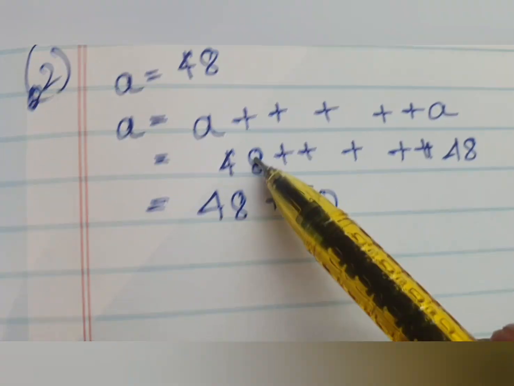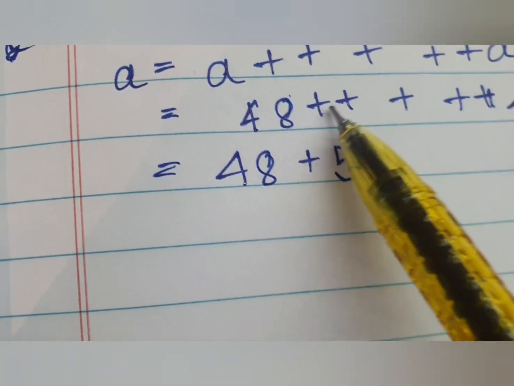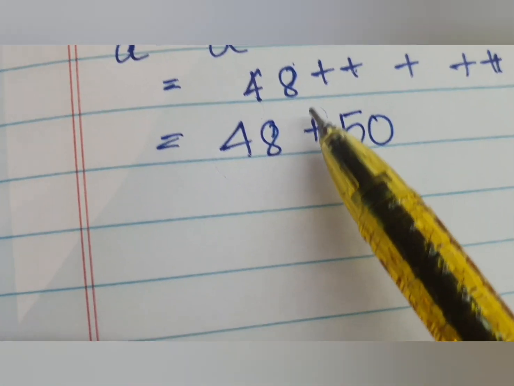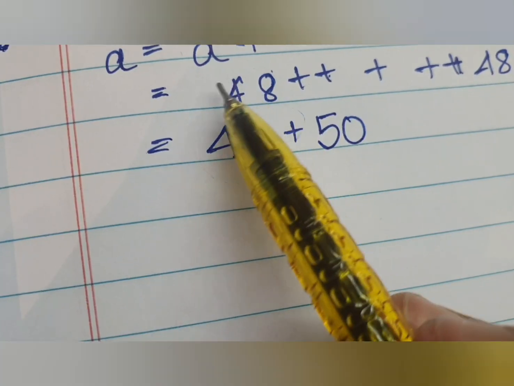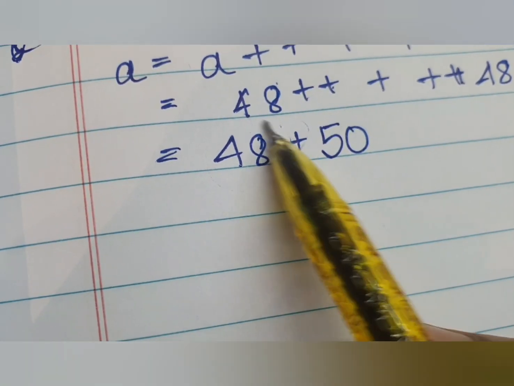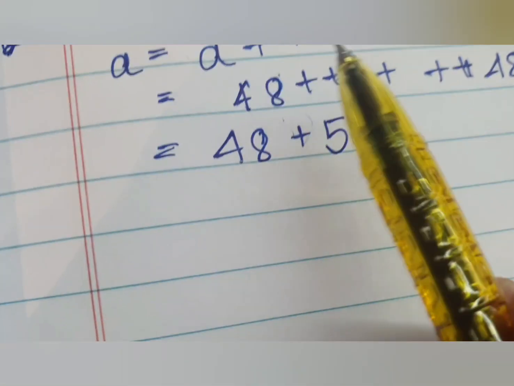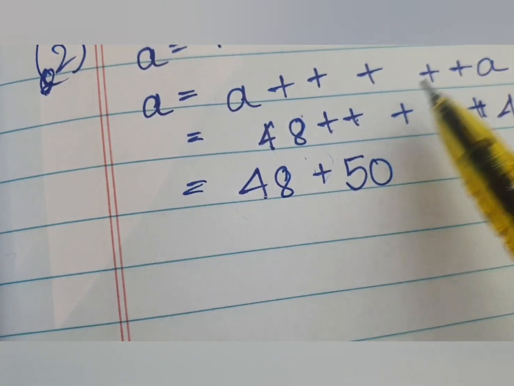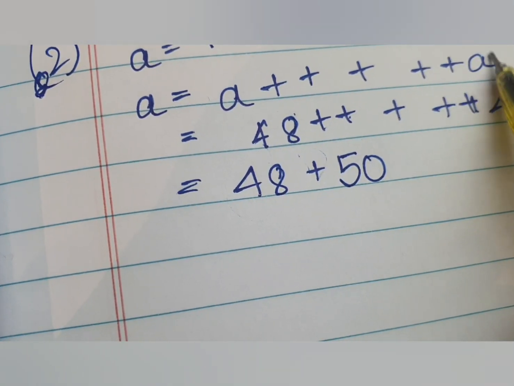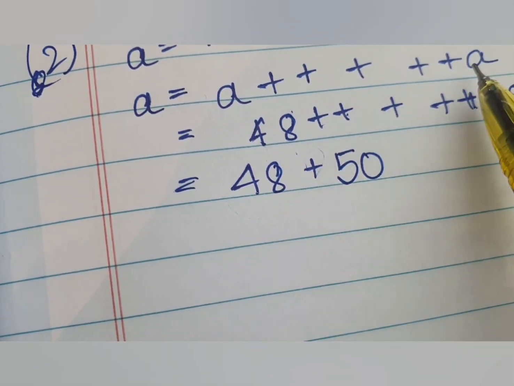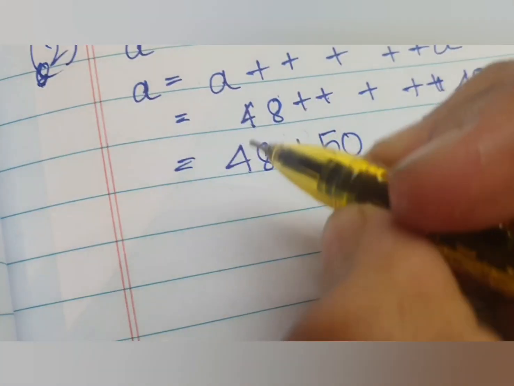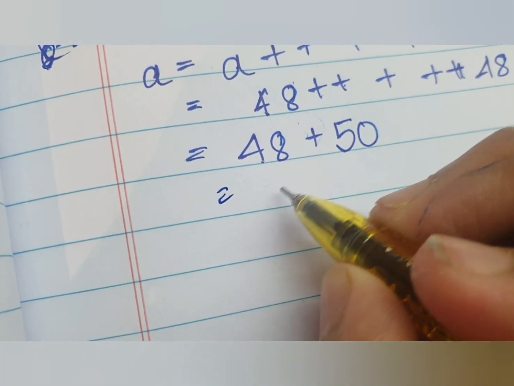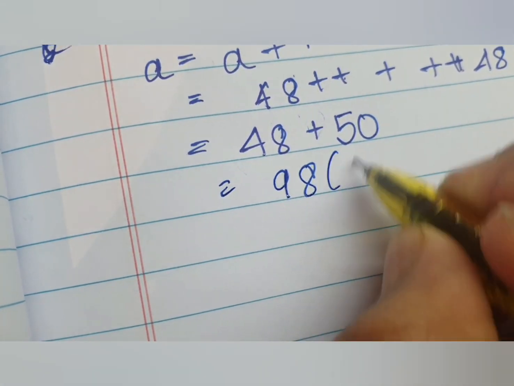We know that the value will of course change, but if there is postfix, you will write this value only. But if it was prefix here, then you would write 49. Here you wrote 48, but the value of a changed from 48 to 49. So the next time, instead of a, you will not put 48, you will put 49. So plus 49 will become 50. So the answer will be 98.